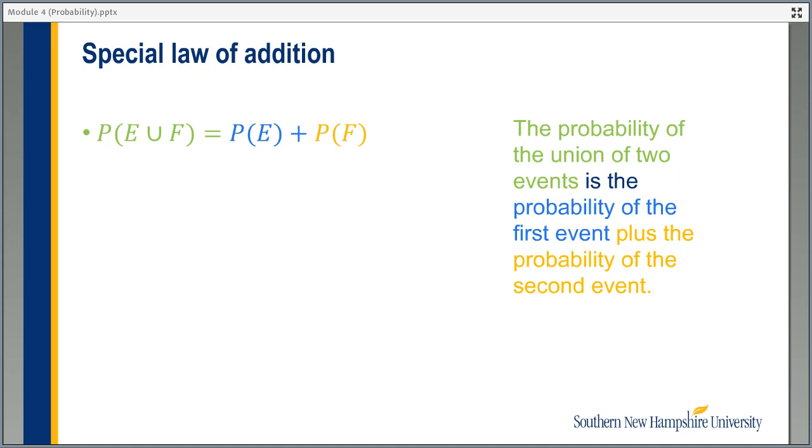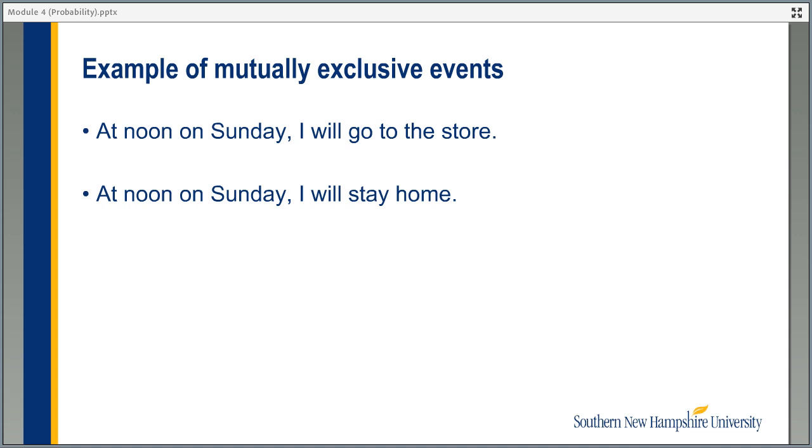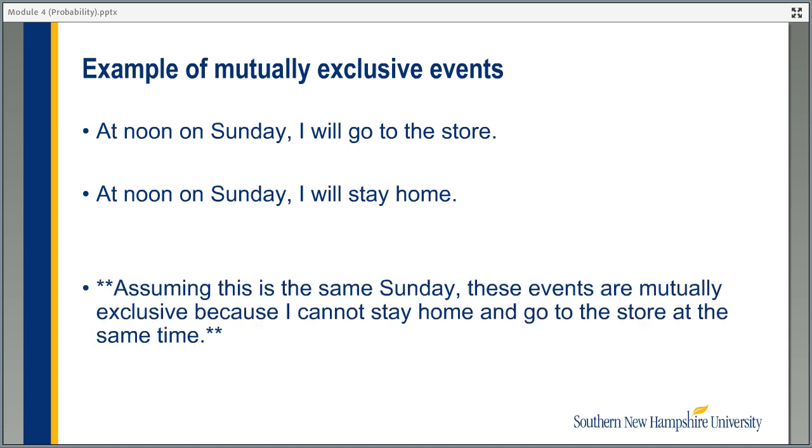So let's talk about a few examples of mutually exclusive events. The first event is at noon on Sunday, I will go to the store. And the second event is at noon on Sunday, I will stay home. If we assume that these two events are for the same Sunday, then they must be mutually exclusive events because I cannot stay home and go to the store at the same time. If we knew the probability of each event, we could find the probability that I will go to the store or stay home by using the special law of addition.